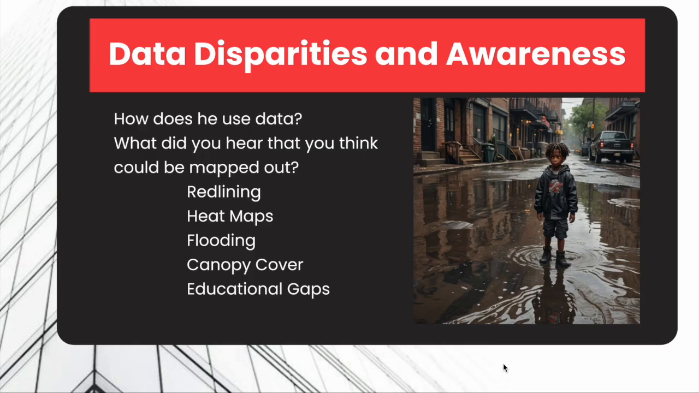And then educational gaps. You can look at Title I schools. You can look at testing scores and easily map out who. You could look at investments. You could actually look at and see how much money is going into these different schools and be able to map out whether there are disparities or not.